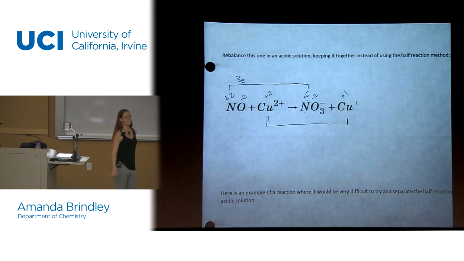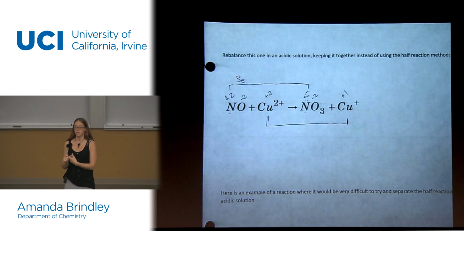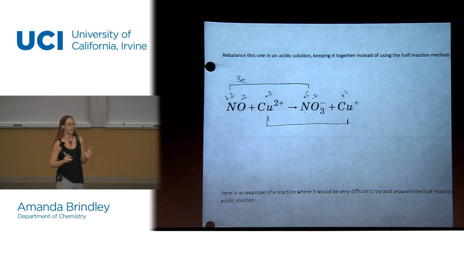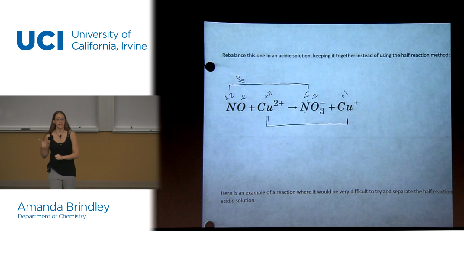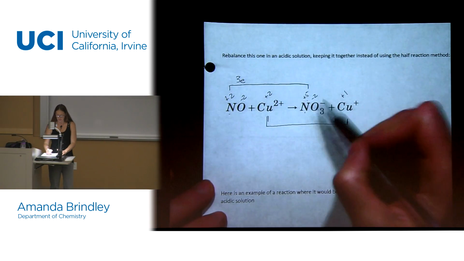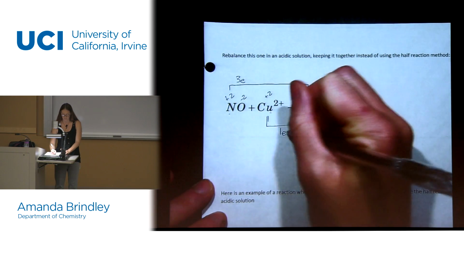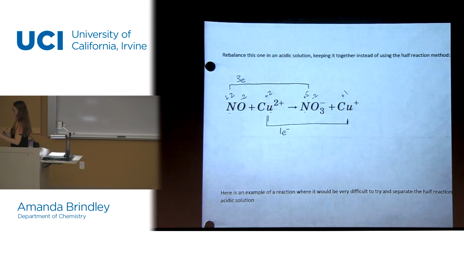So step 1 here is balance the things that are not hydrogen or oxygen first. It's already done for us, so I skipped that. Once you've done that, decide how many electrons are being transferred. In this case, there's 3 electrons. How many in this case? Just 1 electron. These have to be balanced.